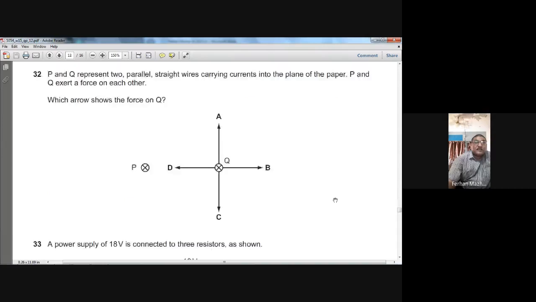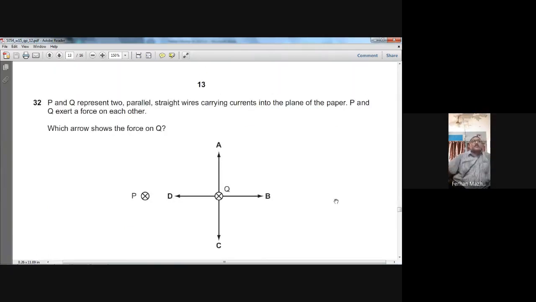Right now on your screen you can see question number 32. P and Q represent two parallel straight wires carrying current into the plane of the paper. P and Q exert a force on each other. Which row shows the force on Q? Look here, P is a conductor and Q is also a conductor. P is represented with a cross, Q is also represented with a cross, which means we have two parallel conductors and in both of them the direction of the current flowing is the same.